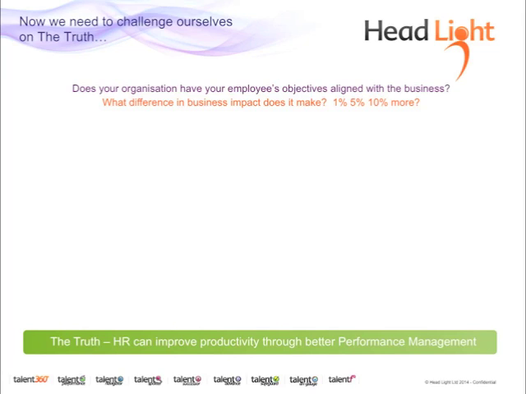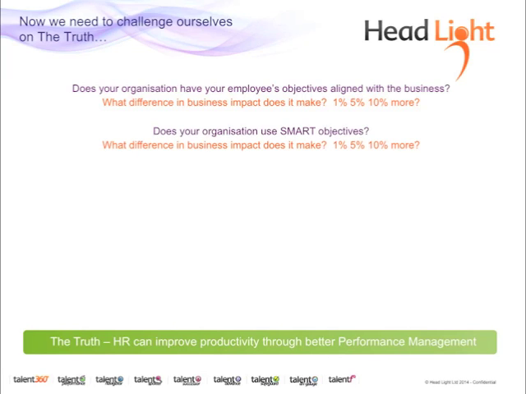Do you think it would make 1% difference to an employee's performance in a year? Just 1% or 5% or perhaps more? Alternatively, if your organisation does or doesn't use SMART objectives, really what difference does that make? And one of the reasons for posing these questions and to perhaps put a number on it is really to bring to the fore the fact that there is absolutely no empirical research out there which suggests that any of these things make a material business impact.